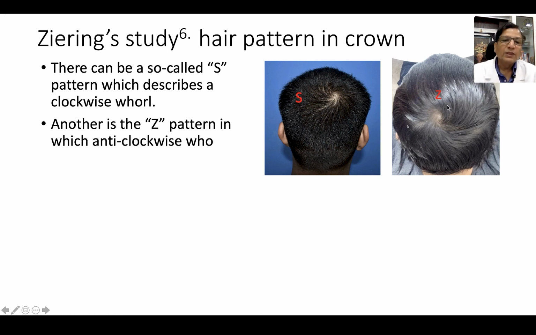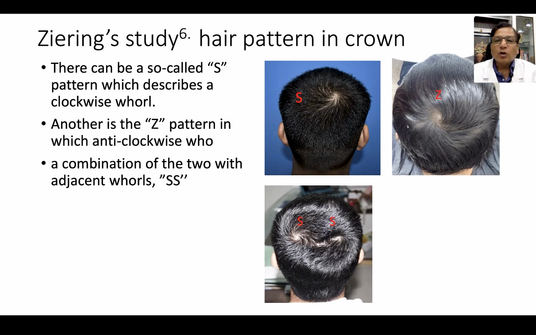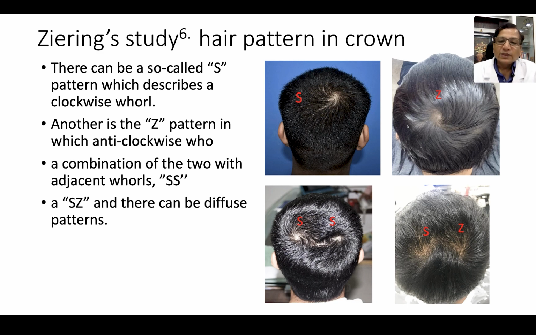Then there can be a combination of two with adjacent whorls, SS, so two clockwise patterns. We call it SS, or there can be one S and one Z pattern. You should know this, and if the hairs are there, then you can follow their direction. If they are not there, then you can make a single whorl.